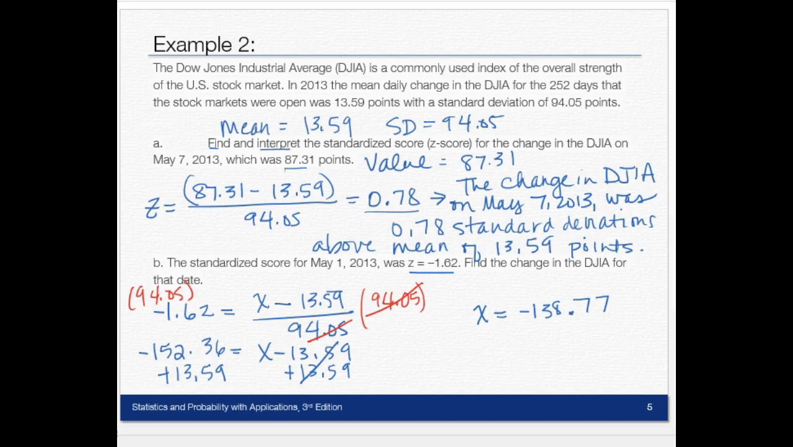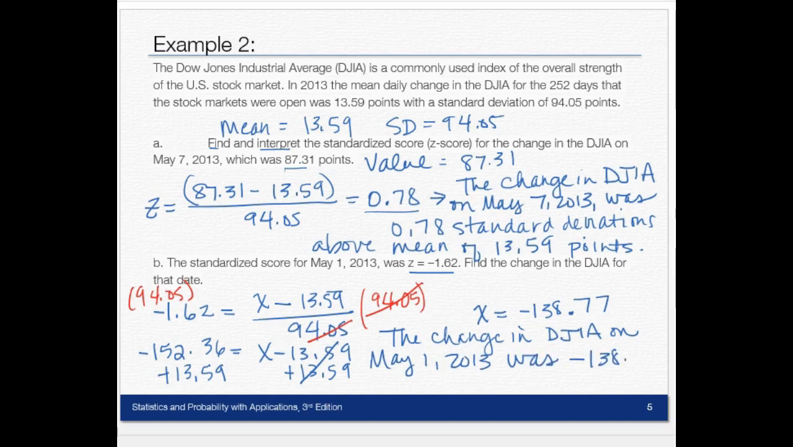Now, to interpret this, this is just below. All the negative means is it's below the mean. Okay, so we would say the change in the Dow Jones Industrial Average on May 1st, 2013 was negative 138.77. Okay, remember this part of the problem didn't ask us for a z-score, it asked us for a change. So that's why I use what is the change. Okay? Hopefully this makes sense, and we will talk more about this in class.